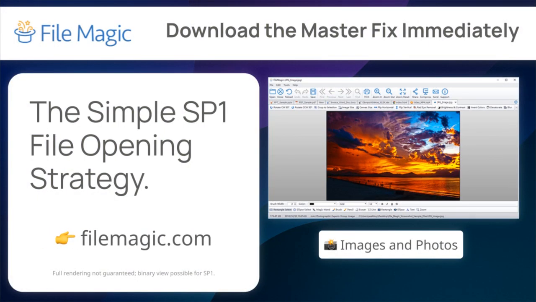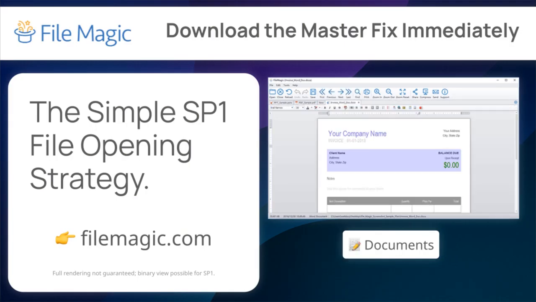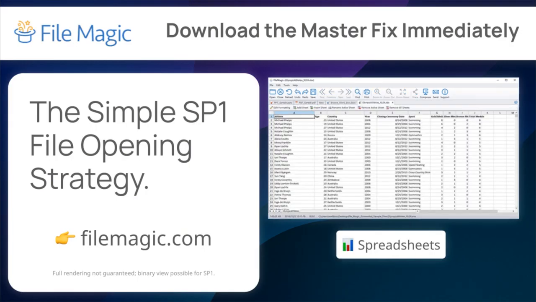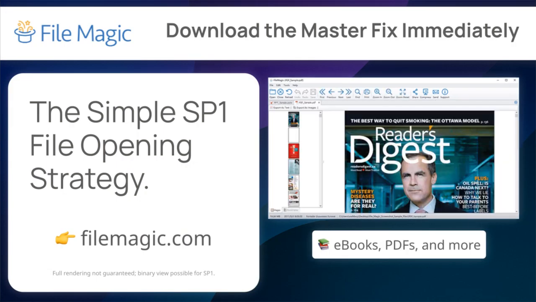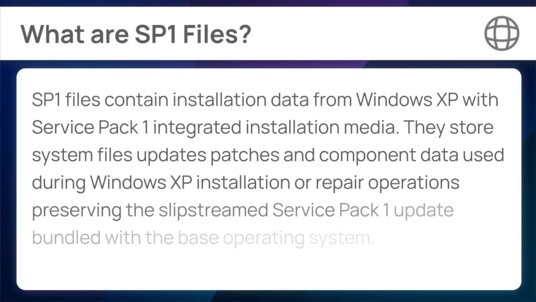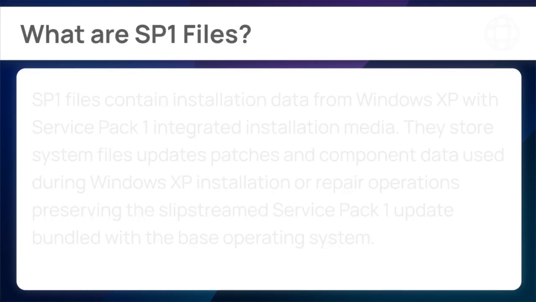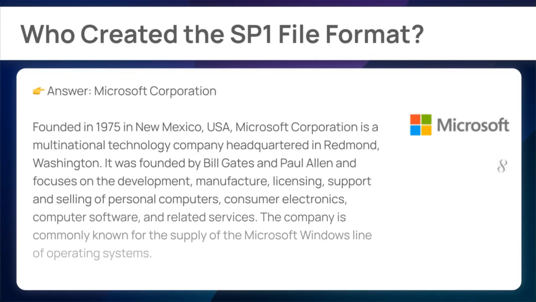We will prove that a single quality SP1 file inspection program is sometimes all you need for complete mastery over various file types. SP1 files contain installation data from Windows XP with Service Pack 1 integrated installation media. They store system files, updates, patches, and component data used during Windows XP installation or repair operations, preserving the slipstreamed Service Pack 1 update bundled with the base operating system.